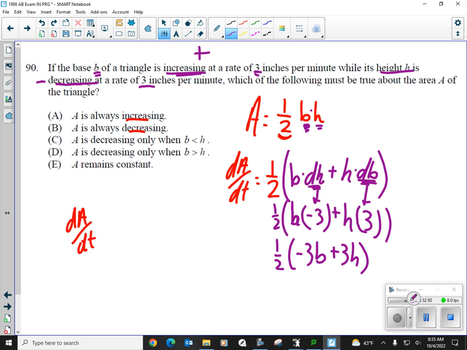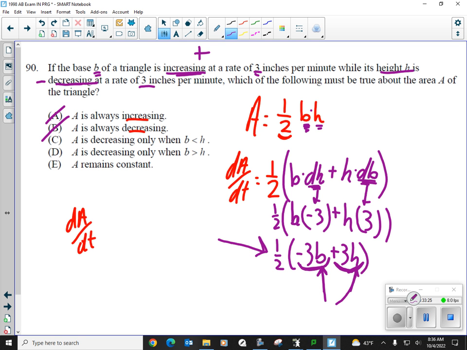So we've got to take a look at this and figure out, okay, is A always increasing? No, because if this value is bigger than this value, I will have a bigger negative number, which means it would be decreasing, not increasing. Okay, same thing with B, it can't always be decreasing, because if my h is bigger than my b, then I'll have a bigger positive number. Bigger and positive. I'm patenting that word, don't use it.